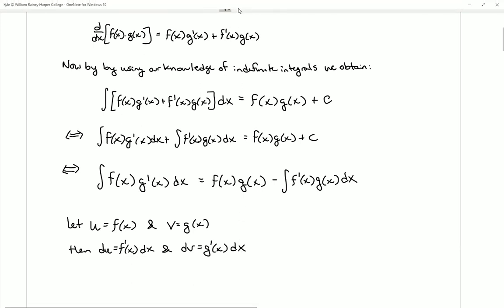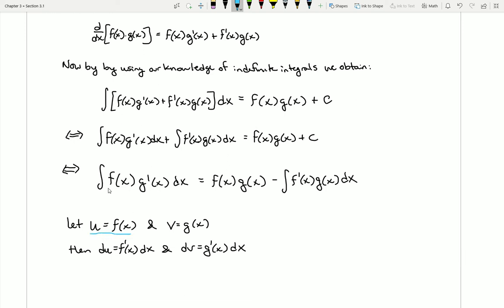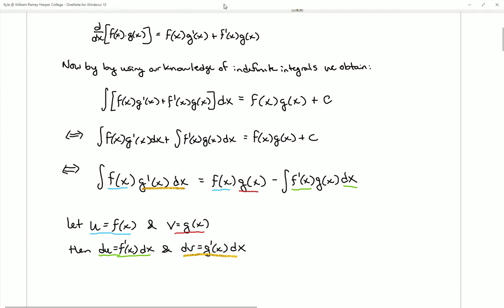Now you can almost see here where I can color coordinate each of these different pieces. If u is the same as f of x, then I can put a u in here and a u in here. If du is the same thing as f prime of x dx, then I can put a du over here. I have my g of x component, which can be replaced with my v. And then I have my other component, this g prime of x dx, which is listed right here at the front. So everything's accounted for, and I can replace everything that I have here.